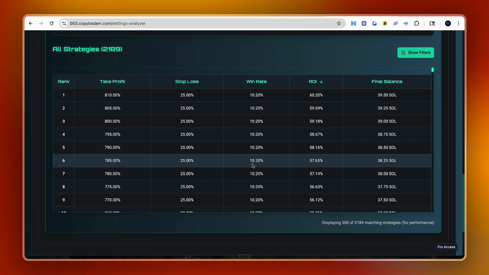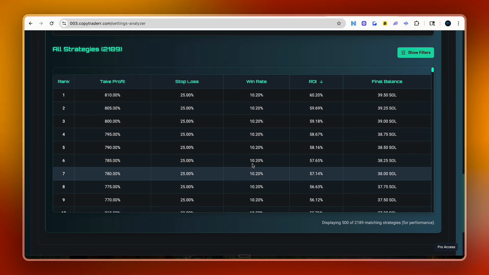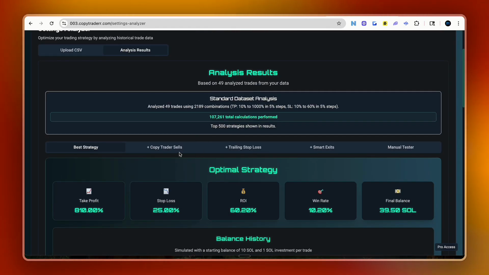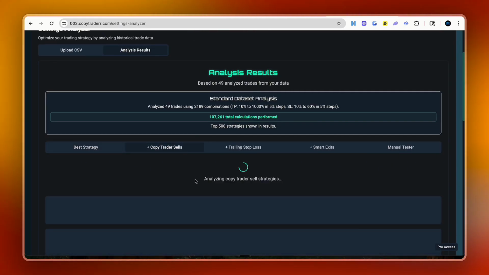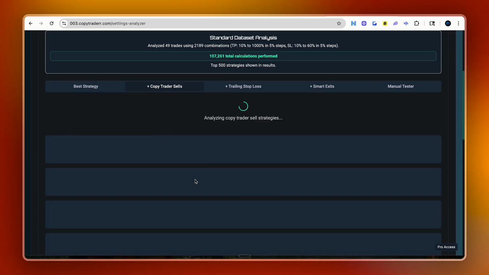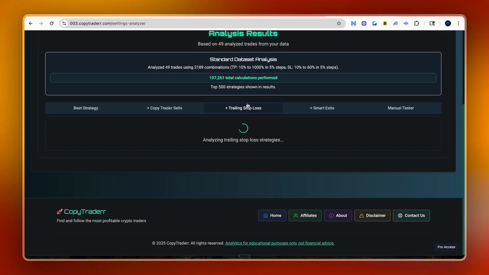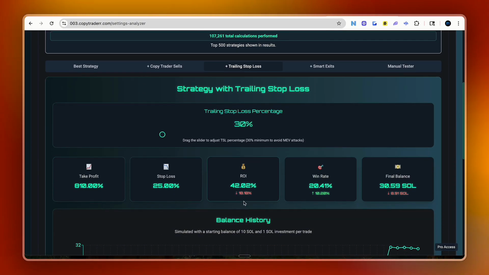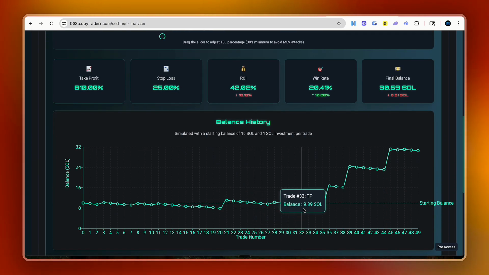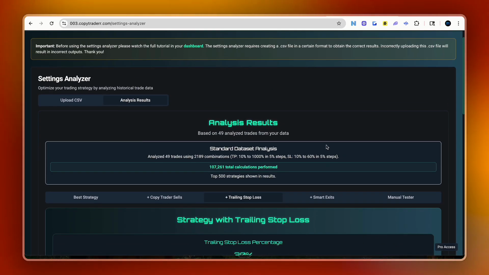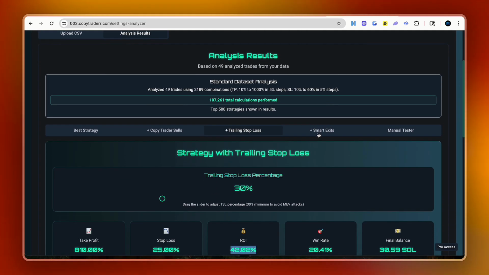So if you want a higher win rate strategy, you can go through and search that, filter to all that cool stuff. Then you can play around and see what it would have been like to have copied his sells as well. In this case, it would not perform as well. You can test out a trailing stop loss. In this case, again, trailing stop loss would have probably triggered too early, causing us to only make 42%, which is still pretty good. You can test smart exits and test manual strategies as well.